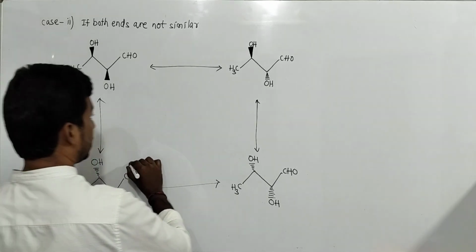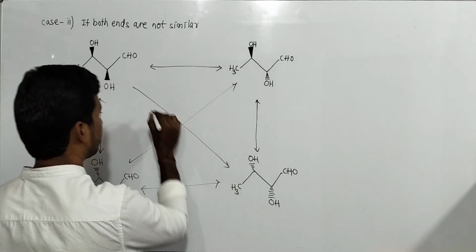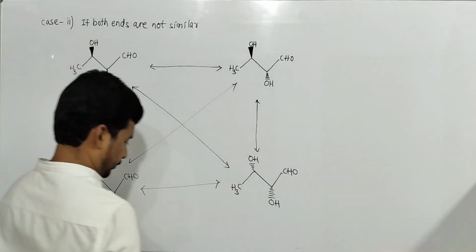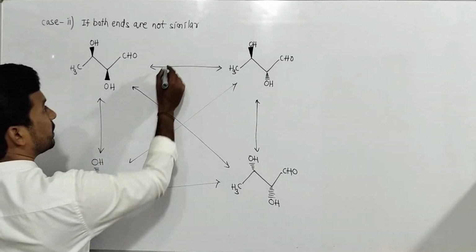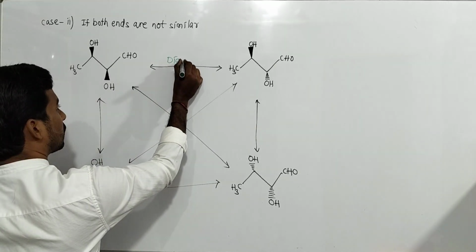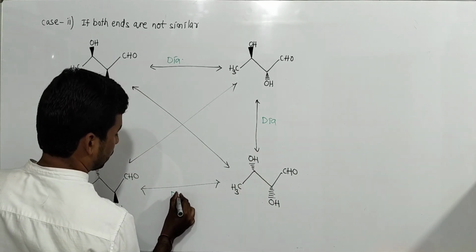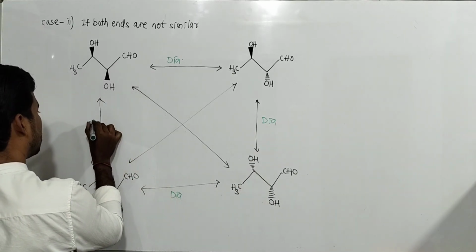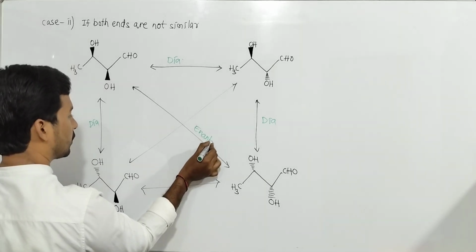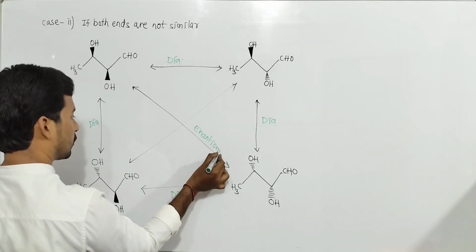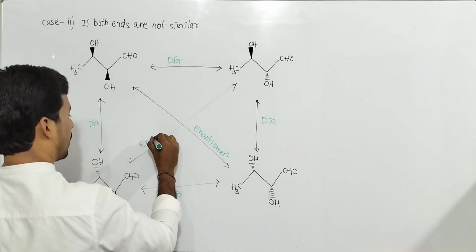Okay, how do you relate them? These two and these two. See, these two are diastereomers. These two are diastereomers. These two are diastereomers. These two are enantiomers, and these two also are enantiomers.